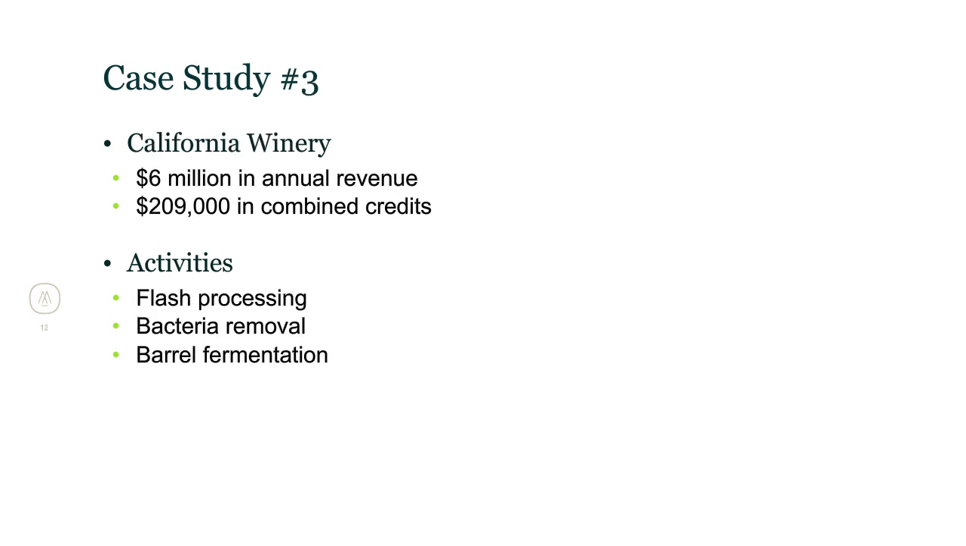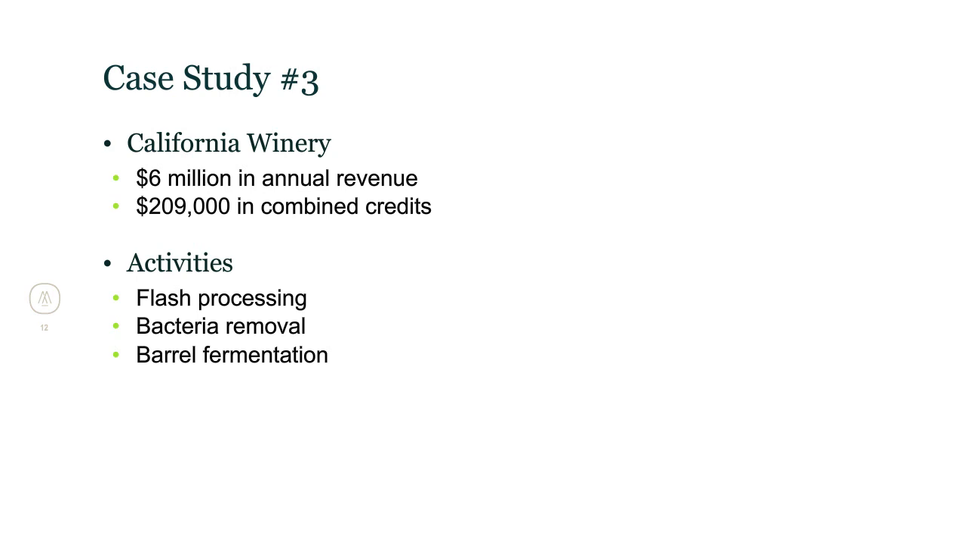All right, and then the third one that we're going to look at, we're back in Northern California with another winery, $6 million in annual revenue. And this, you know, in 1 year was a significant amount of credits between California and federal credits. It was about $209,000. So the activities that we're looking at here, flash détente processing. So in this particular case, some weather led to some underripe grapes. They had some mold problems, some color consistency problems. So this flash détente experimentation, the goal of it was really to improve the consistency of a final product, even though the inputs were pretty inconsistent.